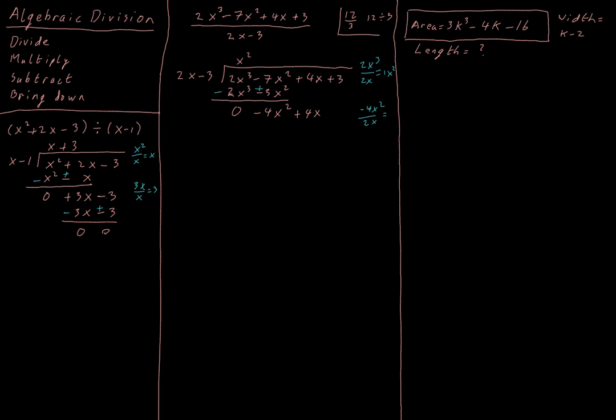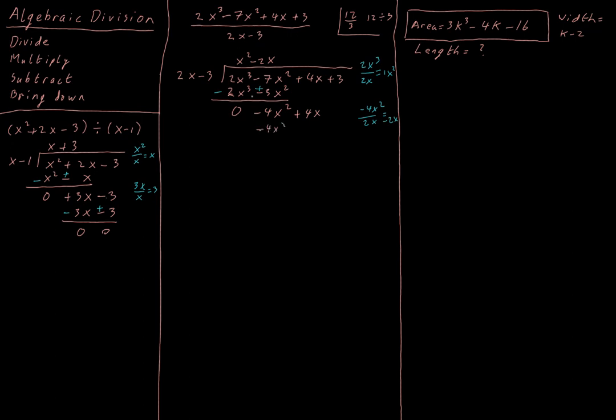I have minus divided by a plus is a minus, and 4 divided by 2 is 2, and x squared divided by x is going to be x. So I have minus 2x, and now I'm going to multiply that. That's my next step, multiply that by each of these. So minus 2x multiplied by 2x is going to be minus 4x squared.